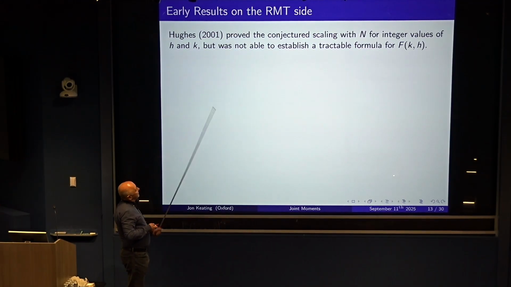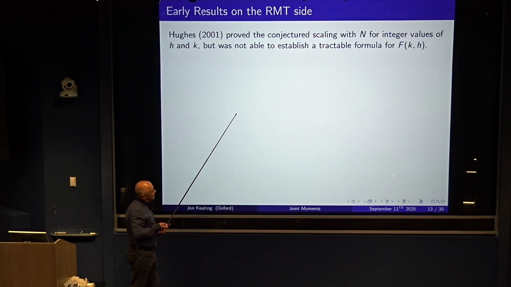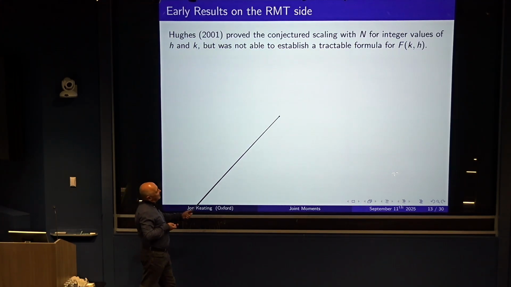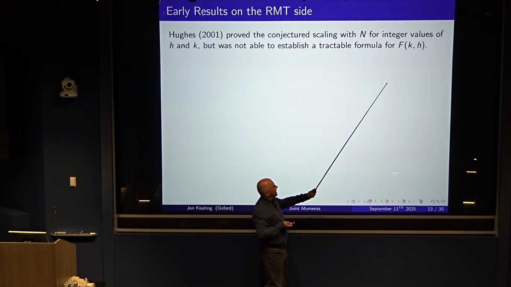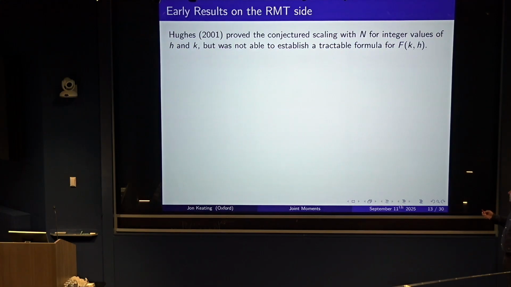So what do we know on the random matrix side? Well, Chris Hughes proved the scaling law with n for integer values of h and k, but he wasn't able to do it for non-integer values of h and k, and he wasn't able to get a really tractable formula for this function f. He was able to represent it as a limit of a sequence of determinants, but it wasn't clear that was the simplest expression. So he showed that the limit existed, but wasn't able to evaluate it in some simple form that one can analyze.